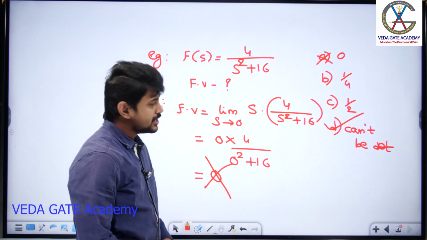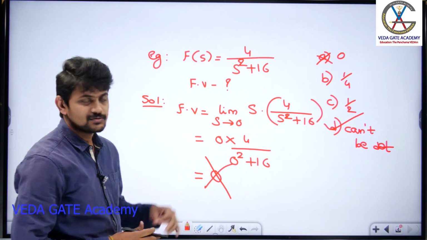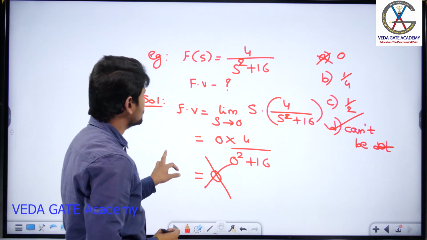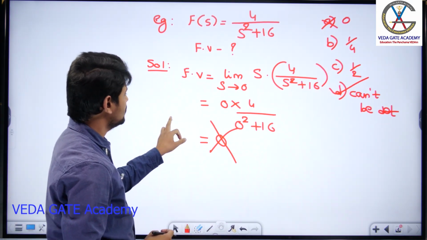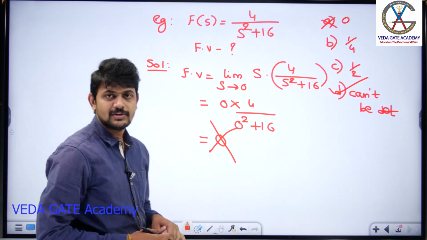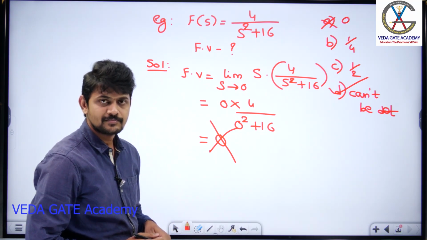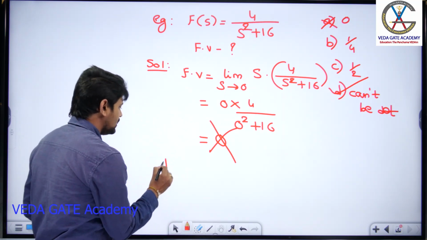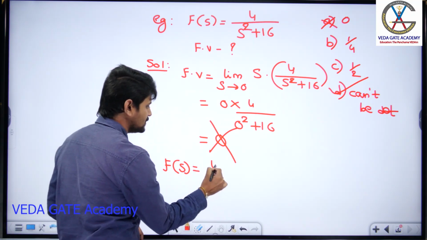Let me again try to explain why the answer 0 for this question is wrong. If you look clearly here, taking this function F of s equal to 4 by (s square plus 16), right? Now I will try to apply the inverse Laplace transform. Again I will write f of s equal to what, guys?